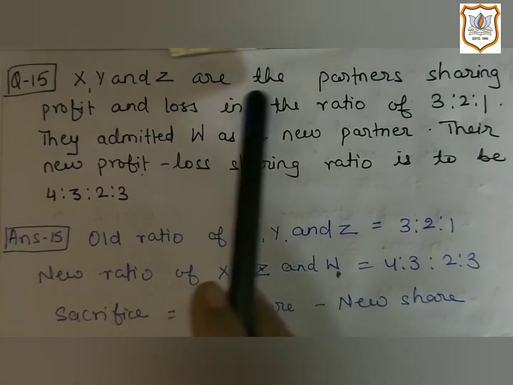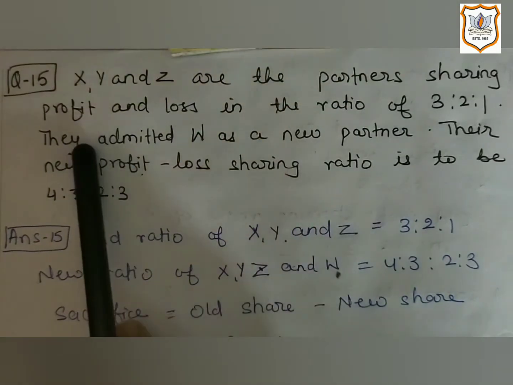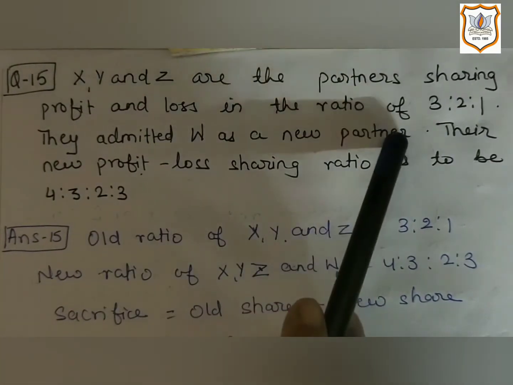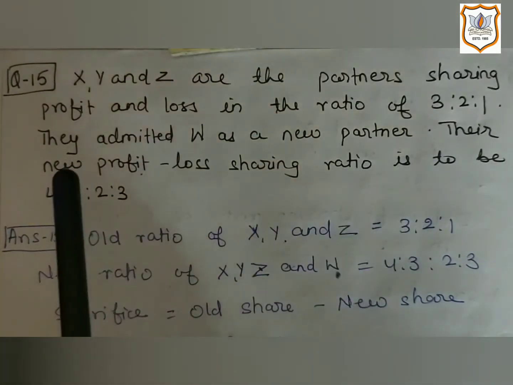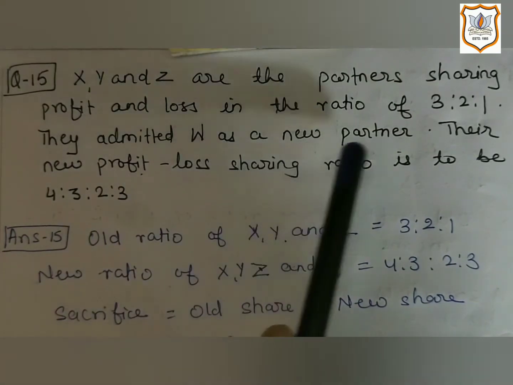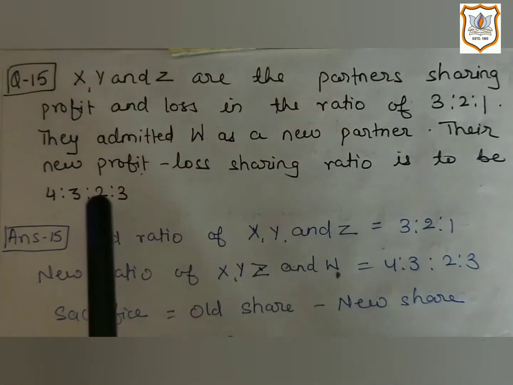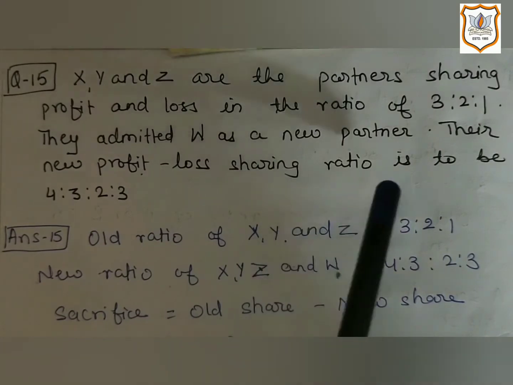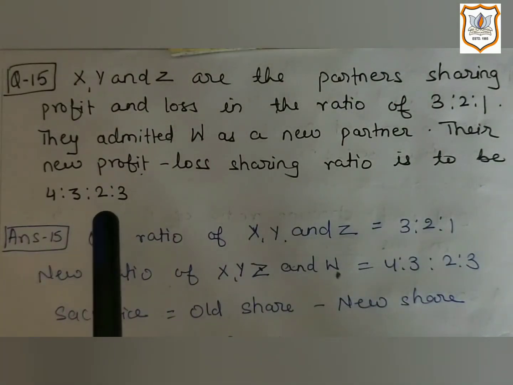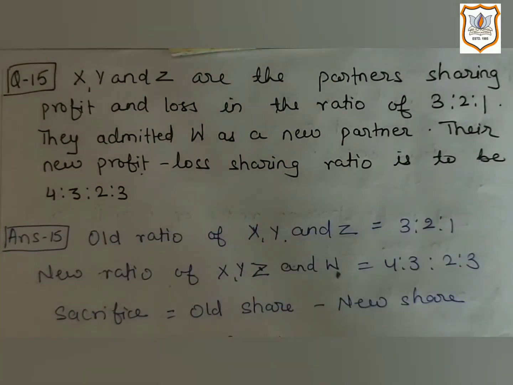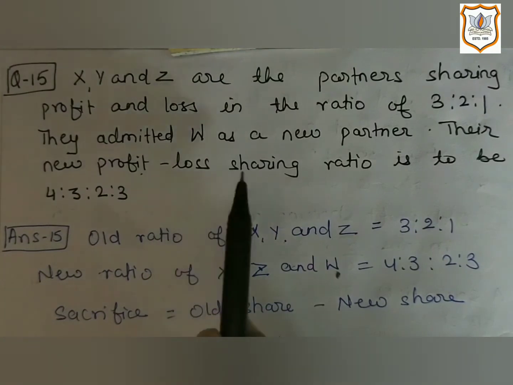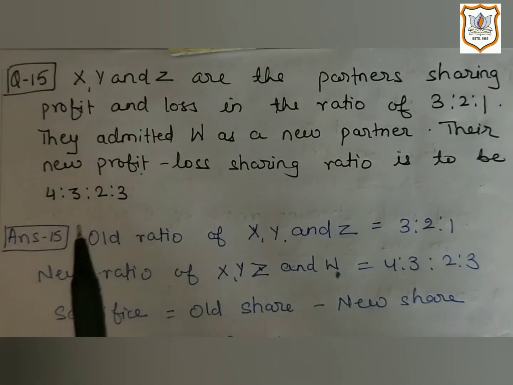X, Y, and Z are the partners sharing profit and loss in the ratio of 3:2:1. They admitted W as a new partner. Their new profit loss sharing ratio is to be 4:3:2:3. Now here in this question, we only have to calculate the sacrificing ratio, as the new profit and loss sharing ratio is given in this question. So we don't need to find it out.